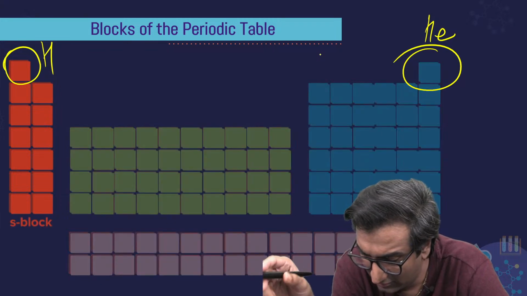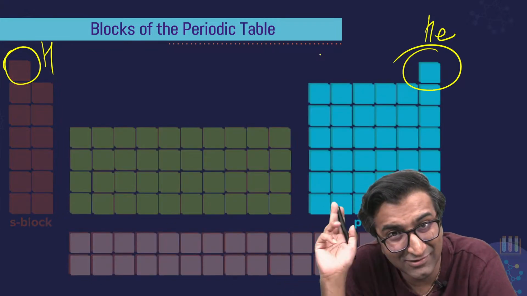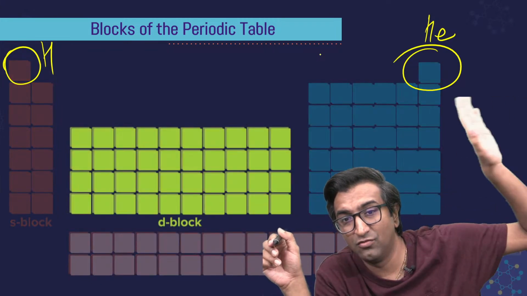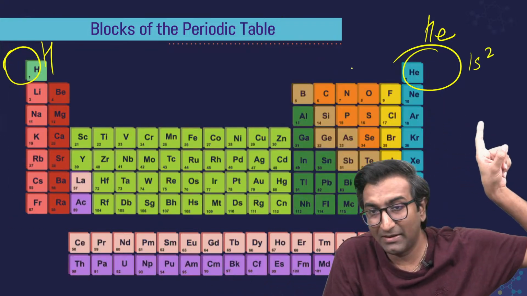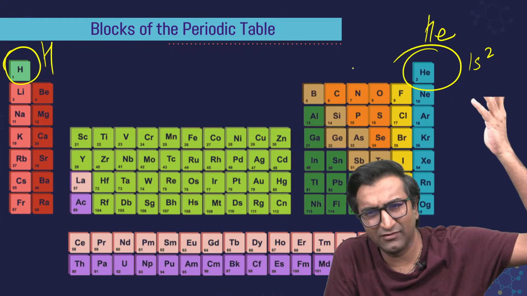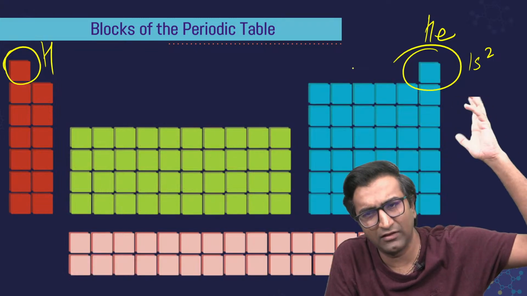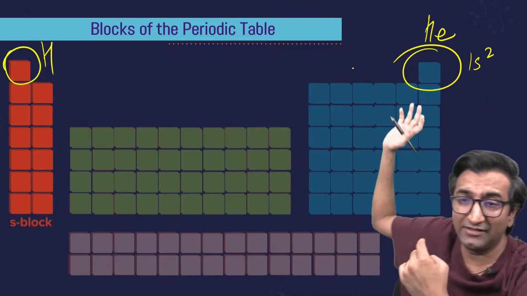Okay, so helium, it is in the s block, but you are putting it at the end. It's in the s block, right? What is the configuration of helium? It is 1s2, but we put it at the end. Why? Because it's a fully filled configuration. So you say it's a noble gas. This is an exception.